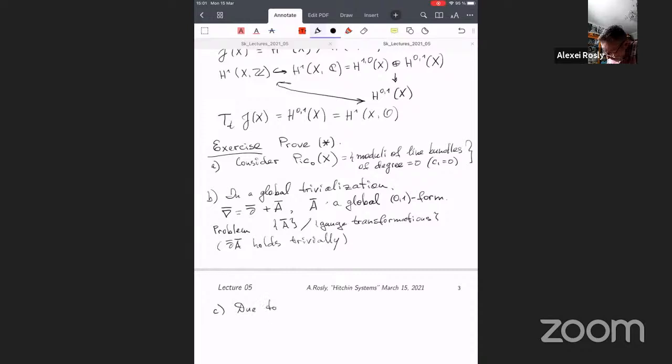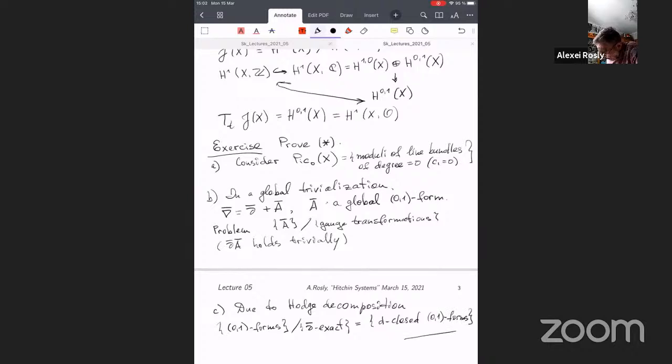Due to Hodge decomposition, the first Dolbeault cohomology group, which is the space of 0-1 forms modulo d-bar exact ones, is the same as d-closed 0-1 forms modulo d-exact ones.